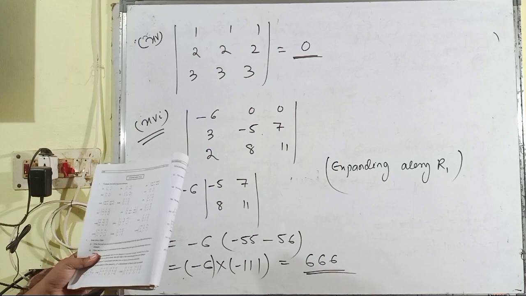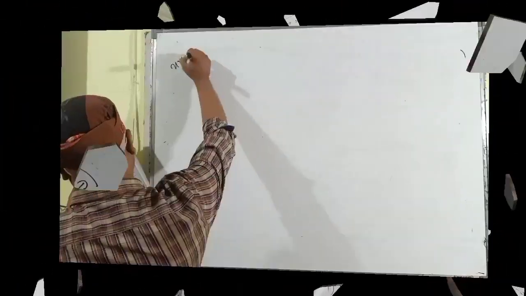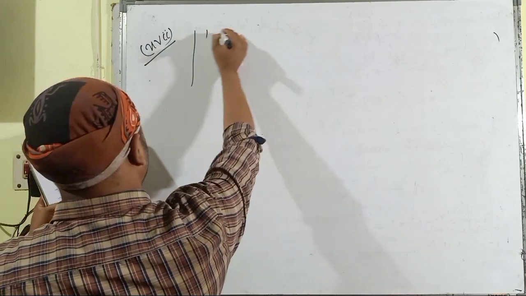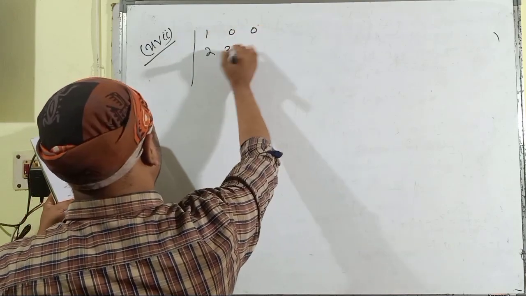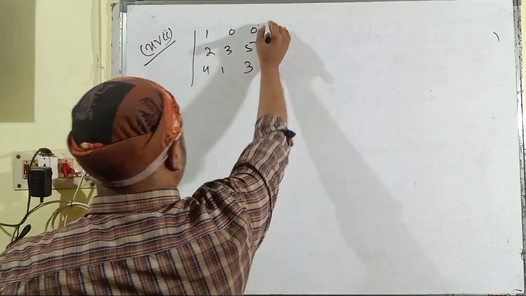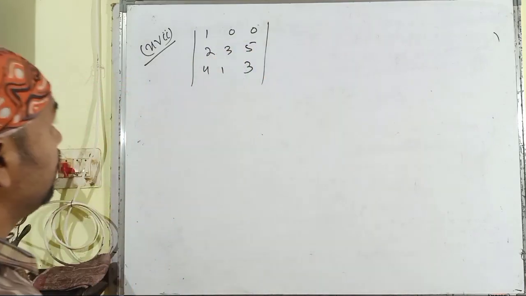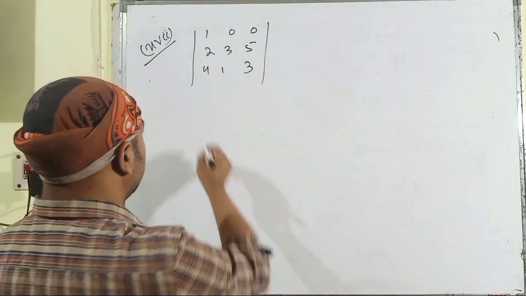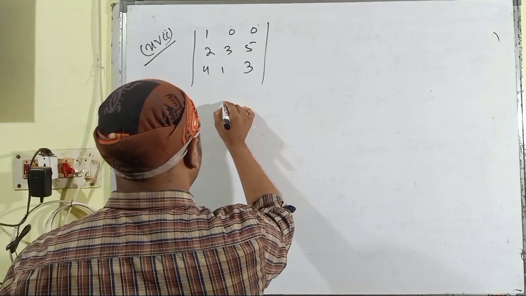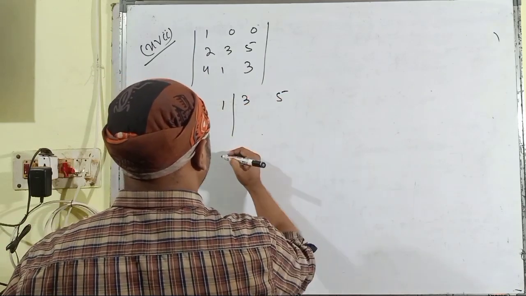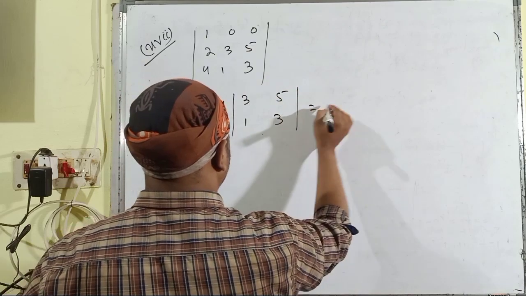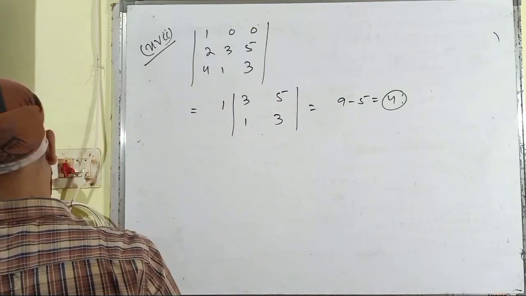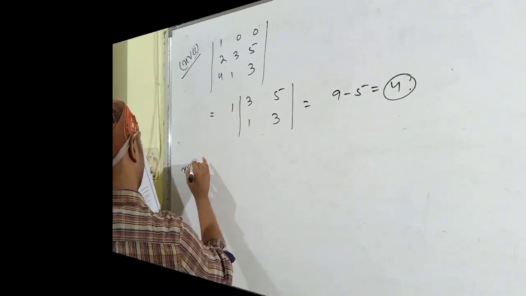Then moving towards the next one, we have to determine the value of this determinant: 1, 0, 0, 2, 3, 5, 4, 1, 3. Again, you can see that the first row contains two zeros. So we have to expand this determinant along the first row. 1 multiplied with the determinant of 3, 5, 1, 3. And then this is 9 minus 5, which is equal to 4. Then the last bit of number 1.